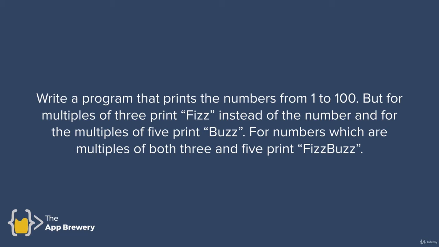And it's a really simple problem, and this is usually how they would define it. So you have to write a program that prints the numbers from 1 to 100, but for multiples of 3, print fizz instead of the number, and for multiples of 5, print buzz. For numbers which are multiples of both 3 and 5, for example 15, then print fizz buzz instead of the number.